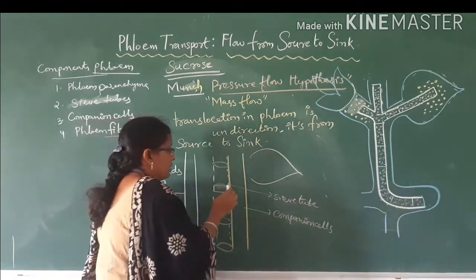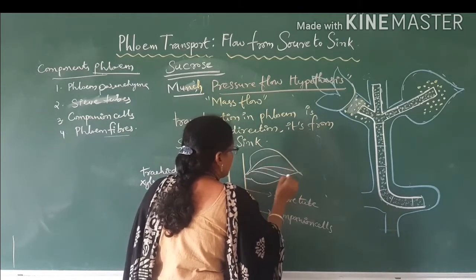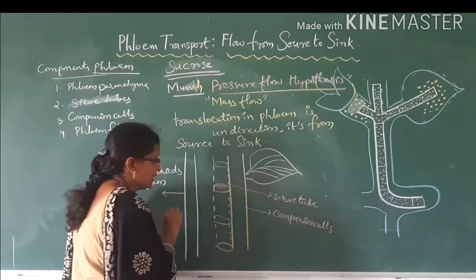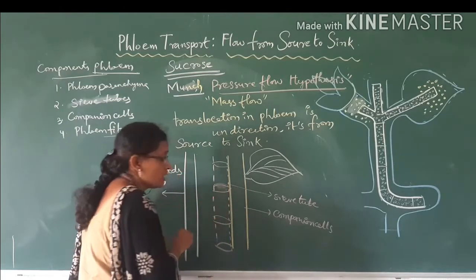So this is the leaf where the food materials are. This is the structure. In the leaf also, leaf vein will be there. Inside that we have the companion cells and sieve tubes.